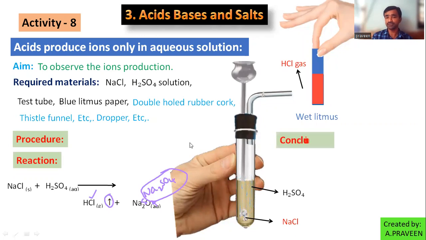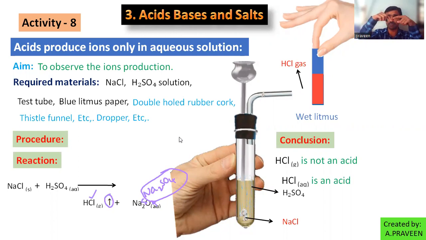What I derive as the conclusion here is that dry HCl gas is not an acid, because there is no effect on the dry litmus paper. When HCl is in the aqueous form, that means on the wet litmus paper, that gas combines with the water molecules present on the wet blue litmus paper and is converted into an aqueous solution. Then it affects the wet blue litmus paper because of ion production.